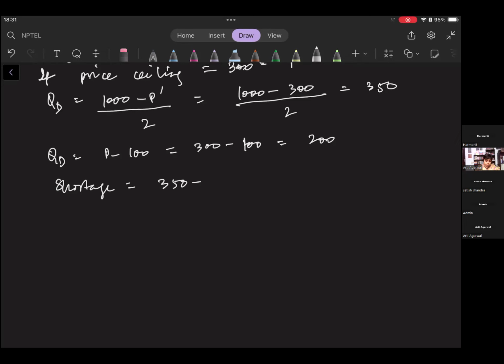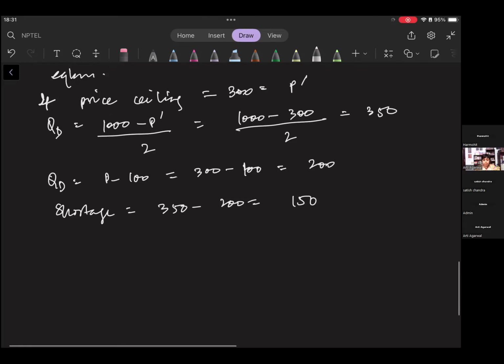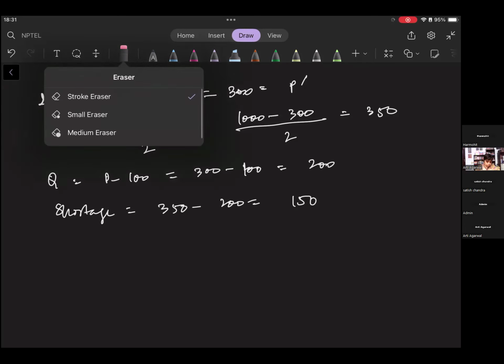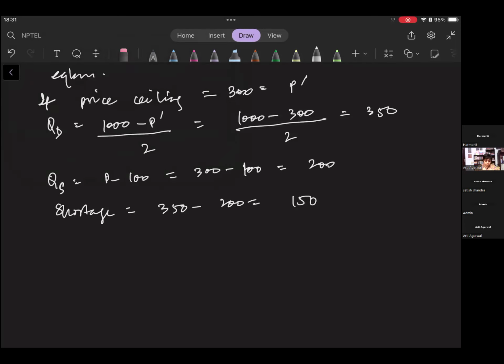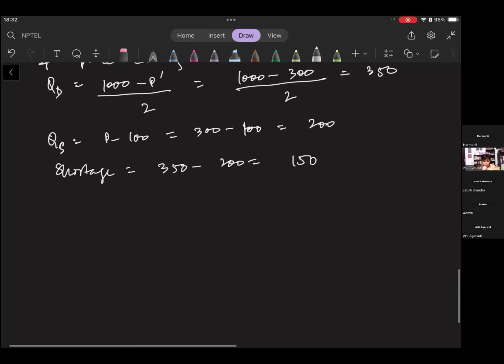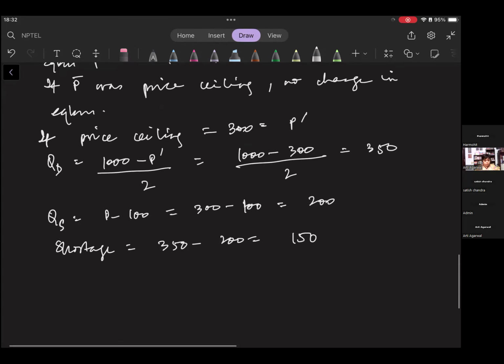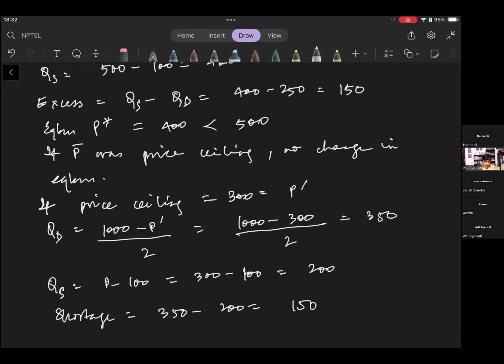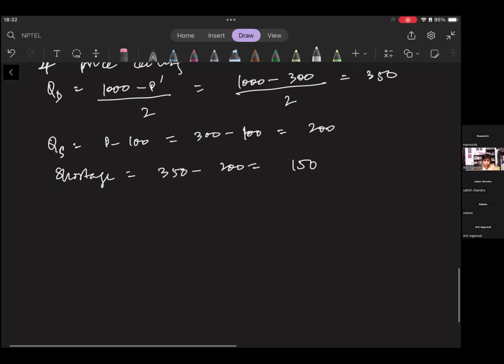So then you will have a shortage equal to 350 minus 200 equal to 150. Because demand is 350 and supply is only 200. At that price, suppliers are only willing to supply 200 quantity. They're not willing to supply what the demand is. So in that case, you will have a shortage. You will not have an excess. Okay, so let's go to the next question.